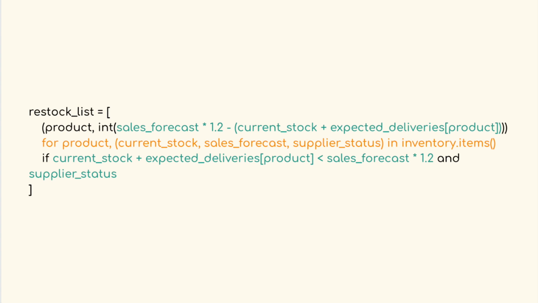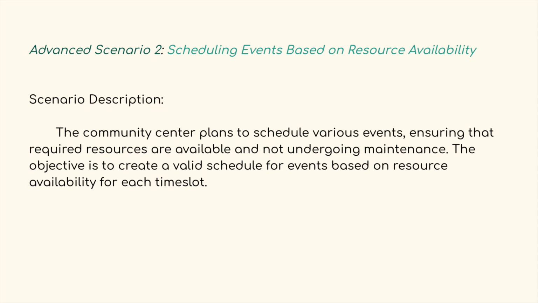From this question, we can see that we can write complex list comprehensions through breaking down the task into little pieces that are easier for us to digest. Now that you've worked through one complex example, here's another one.